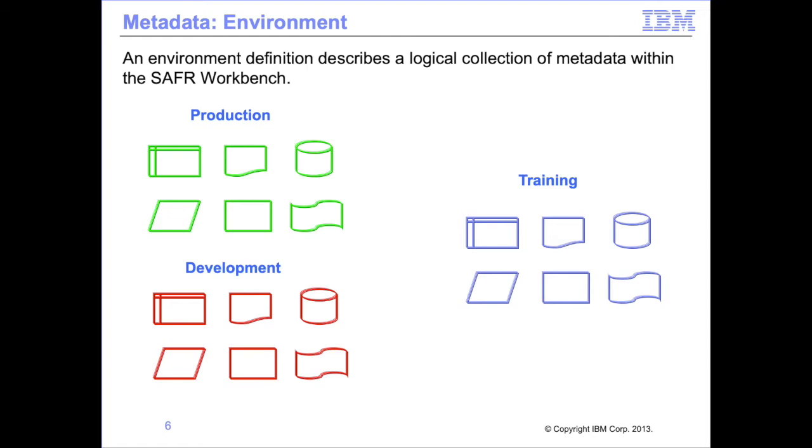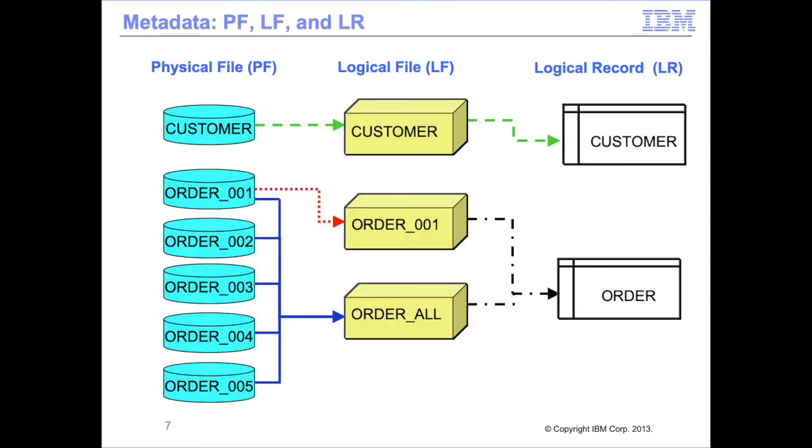An environment definition describes a logical collection of metadata within the Saffir Workbench. Typical types of environments include development, production, or training environments. Access to an environment can be restricted to a certain set of users. A physical file definition, or PF, describes a data source. Examples include customer or order files.